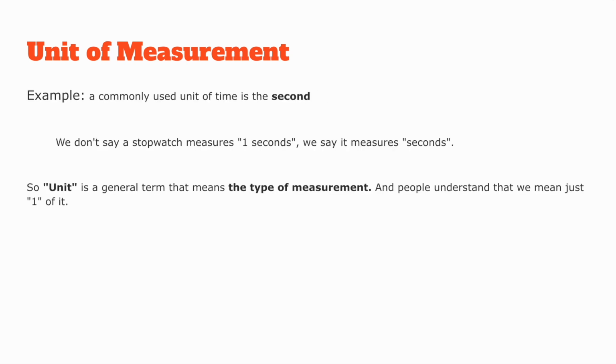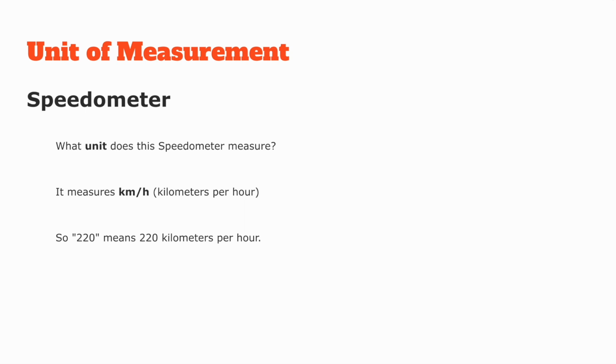So for example, a commonly used unit of time is the second. We don't say a stopwatch measures 1 second, we say it measures seconds. So unit is a general term that means the type of measurement, and people understand that we mean just one of it. Let's look at another example, a speedometer. What unit does this speedometer measure? It measures kilometers per hour. So 220 means 220 kilometers per hour.